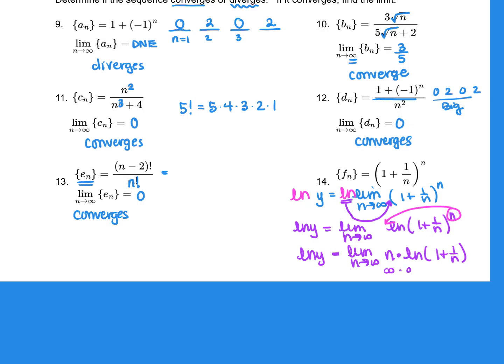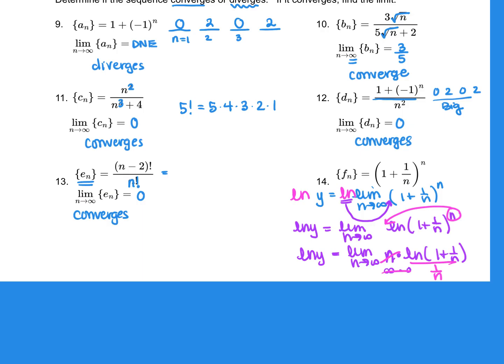And 0 times infinity is also improper. Think about it. Everything multiplied by 0 is 0. Everything multiplied by infinity is infinity. So what is 0 times infinity? So we have to get rid of this. So what I want to do is try to make it into 0 over 0 or infinity over infinity. So I'm going to change this multiplication to a division. They're mathematically equal. Multiplying by n is the same thing as dividing by 1 over n.